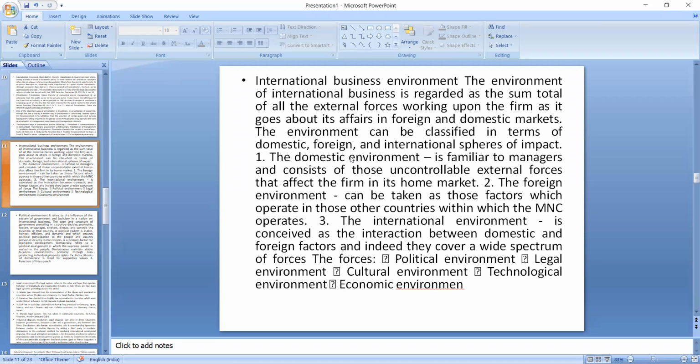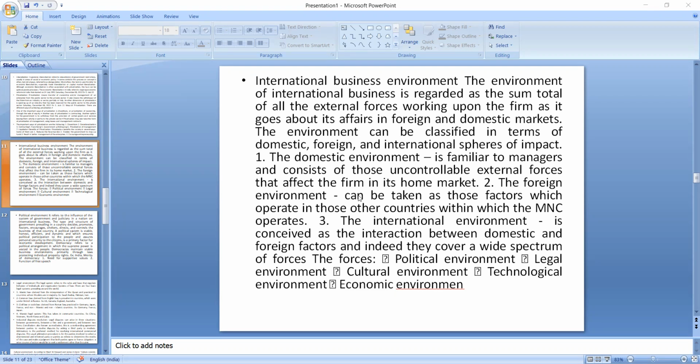The domestic environment is familiar to managers and consists of those uncontrollable external factors that affect the firm in its home market. The foreign environment can be taken as those factors which operate in the countries within which the MNC, multinational corporation, operates.